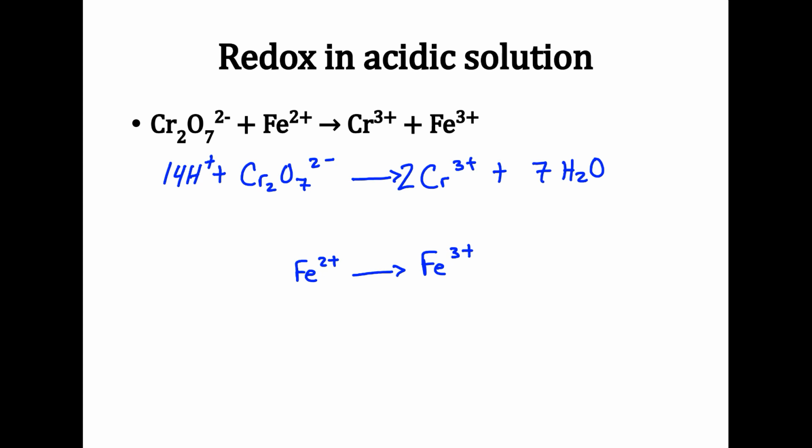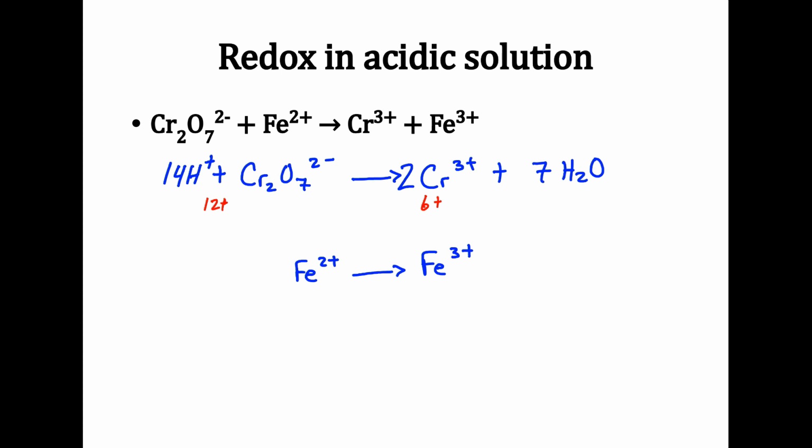As we look at this, we can see that on the left-hand side of the reaction, we have 14+ from the protons, and then 2-, so that gives us a total of 12+ on the left-hand side. And on the right-hand side, we have 6+ because we have 2 of the 3+. So to balance the charge out, we're going to add electrons.